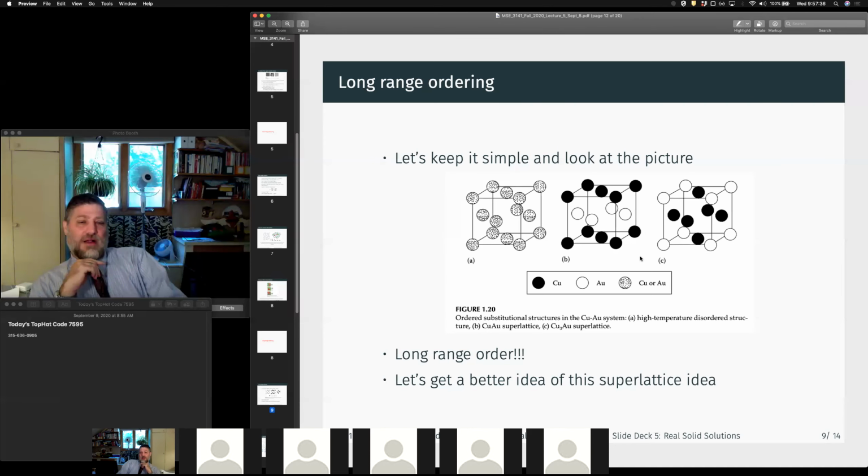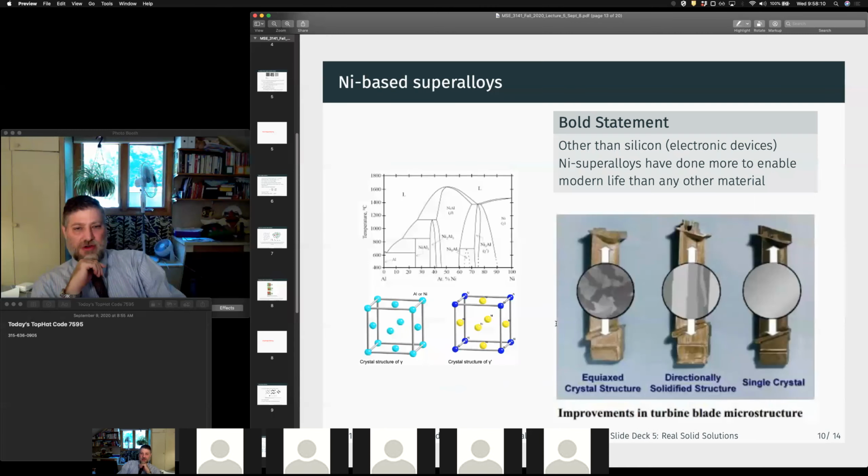These are called superlattices, and we'll talk about what we mean by superlattice on the next slide. But this is a unit cell. This has the translational and appropriate rotational symmetry, and for a given composition, this is the copper gold, and this is the Cu3Au superlattice structure. Okay.